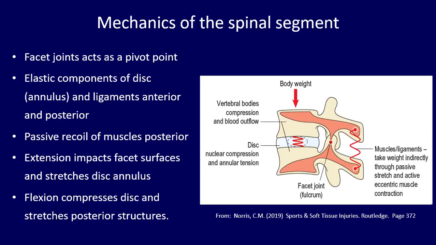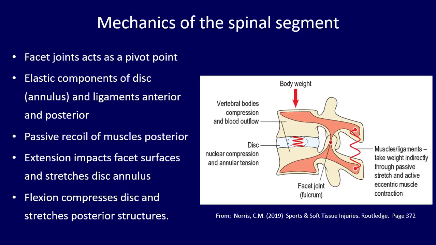As we move into extension, those structures behind the facet joint, behind the fulcrum of the pivot model, will be relaxed. So the spinal muscles and the spinal ligaments will be shortened and will release their tension. As we move into flexion, the reverse occurs. The outer casing of the disc, the annular fibers, will be relaxed and pressure will build up in the central nuclear portion of the disc.